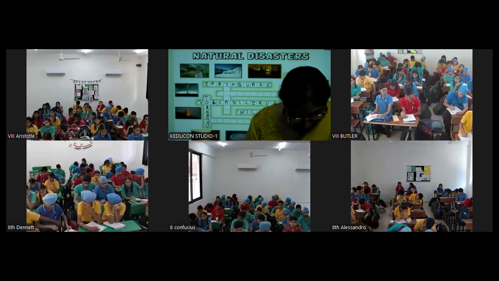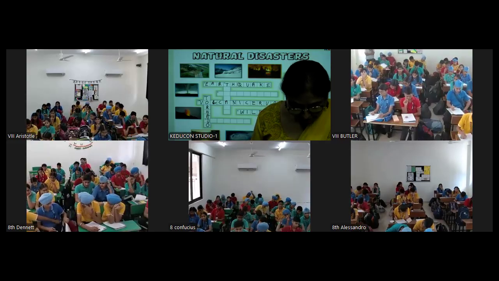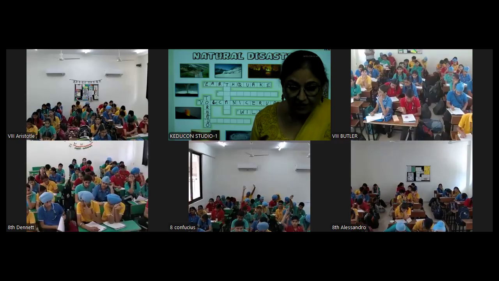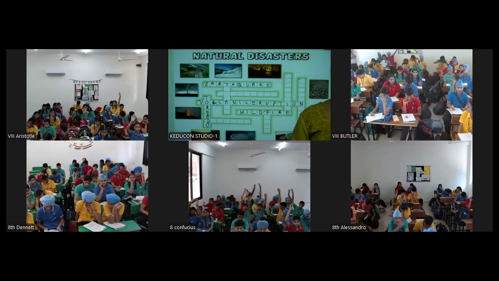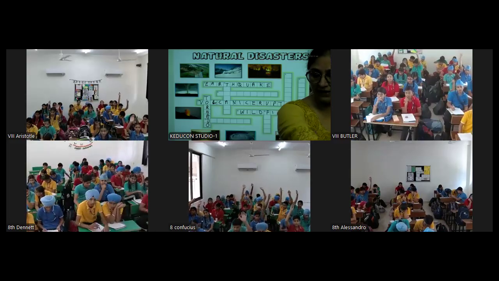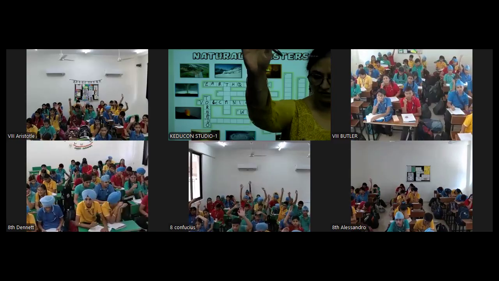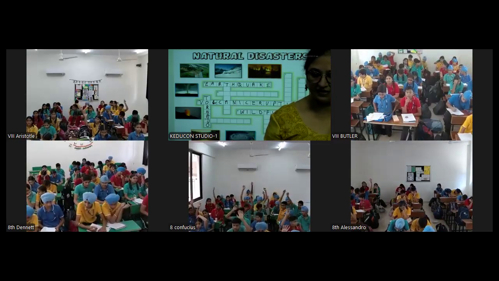Okay, then we have another one. A long period of time when there is little or no rain and crops die. What do you call it? Okay, Confucius. On my left, there is a boy in green t-shirt or blue. He's sitting on the third or fourth bench. He's raised his hand. Aajo.